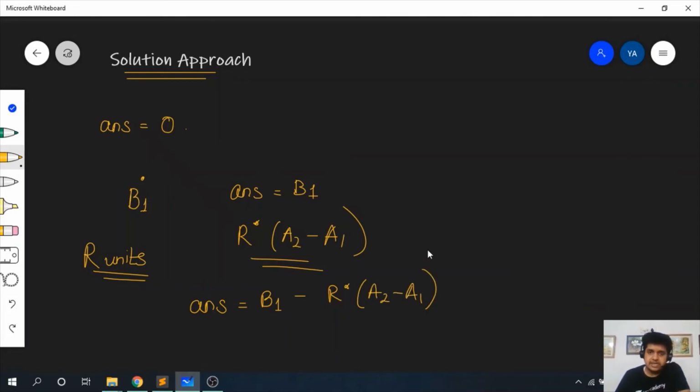When he starts the second exercise, then his tension will be equal to B2, and similarly it will continue. So B2 minus R into, now he will rest again, the time between the second and the third exercise, that is A3 minus A2, and this will continue so on. This can be easily done by iterating the whole array. We keep a result variable, and we just store the maximum value of answer till now in this variable. So having seen the solution approach, now let us see the C++ implementation.